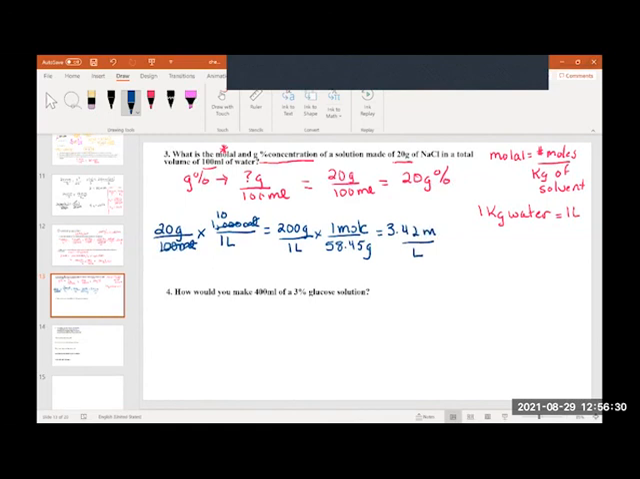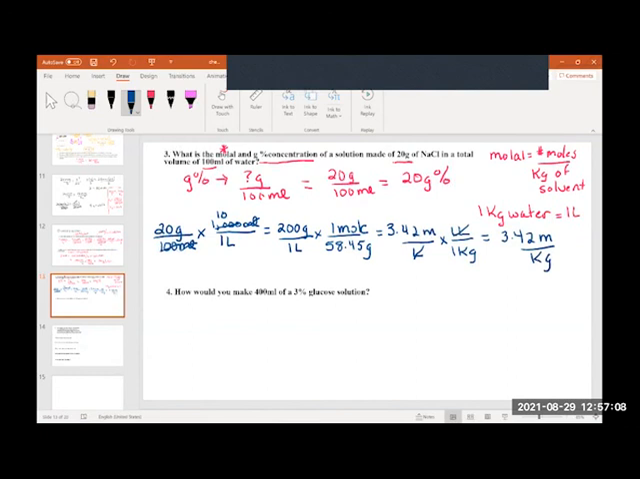I need molality. And because I'm playing with water, for every 1 liter of water, it has a mass of 1 kilogram. Again, don't ever do this conversion in a chemistry class because you're not necessarily only playing with water as a solvent. And these calculations would be very different in a chemistry class. My units cancel out, and now I have 3.42 moles per kilogram of solvent.